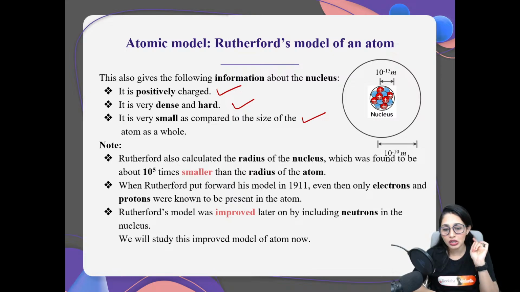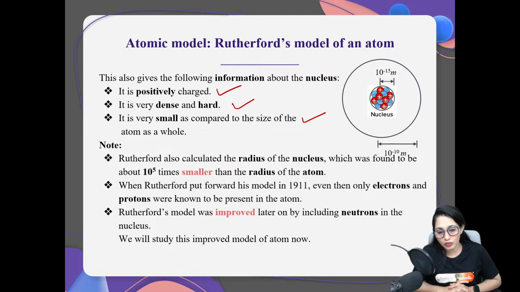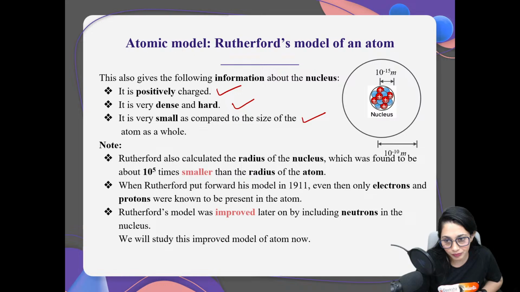Rutherford also calculated the radius of the nucleus, which was found to be about 10 to the power of 5 times smaller than the radius of an atom. And when Rutherford put forward his model in the year 1911, even then only electrons and protons were known to be present in the atom. But this led to the discovery of the neutron. The Rutherford model was improved later on by including neutrons in the nucleus. So we will study this improved model of atom now.